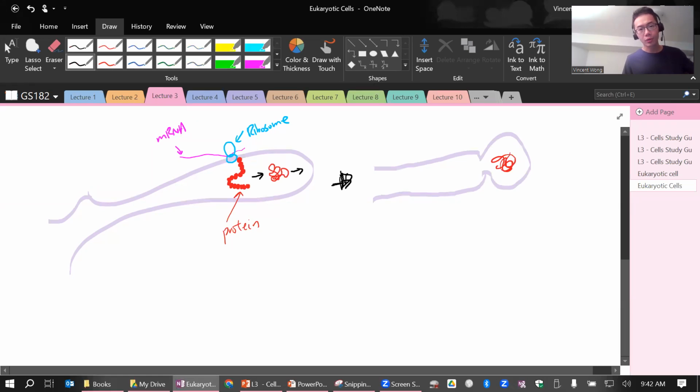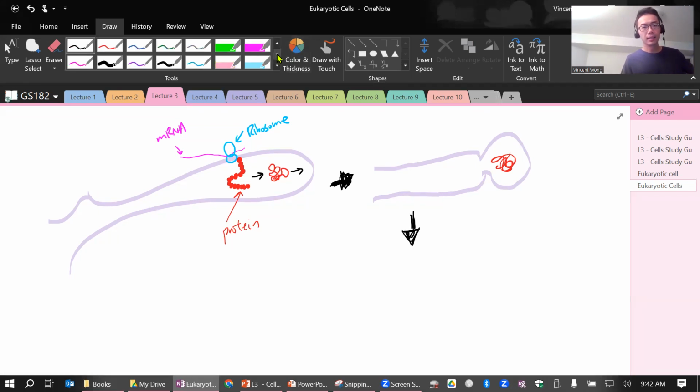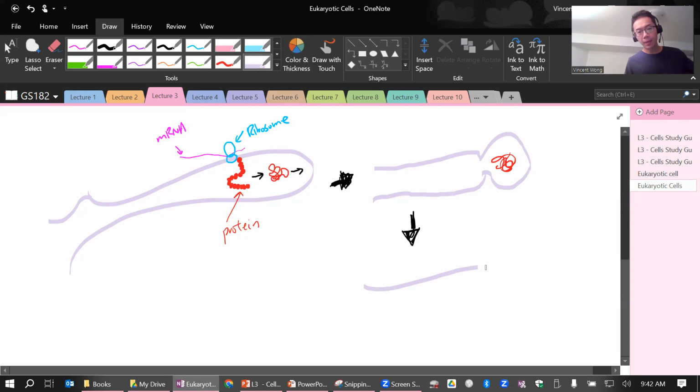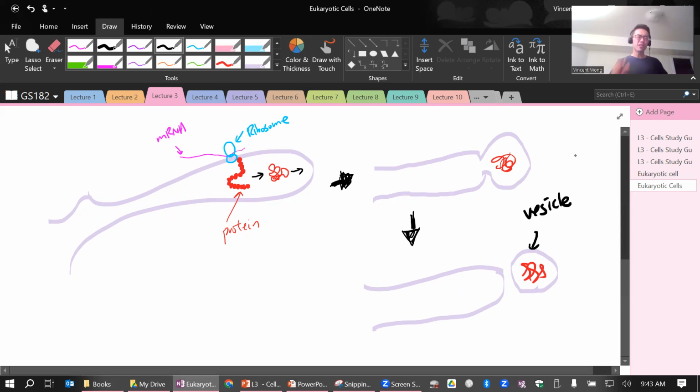I'm just trying to show you, in a series of diagrams, what's happening. And then it's going to pinch off, like this. So that is a vesicle. Can you visualize this?